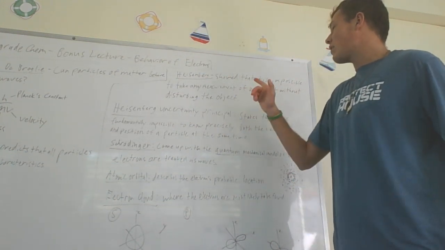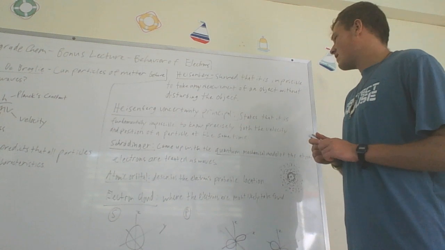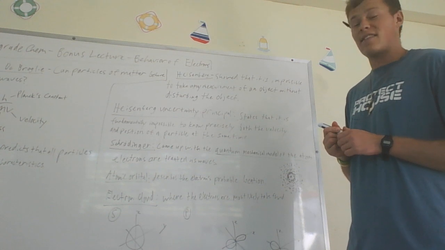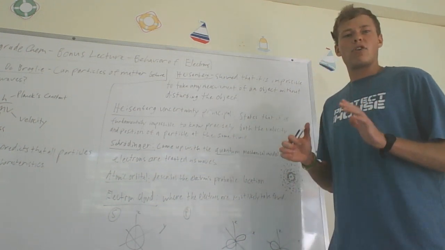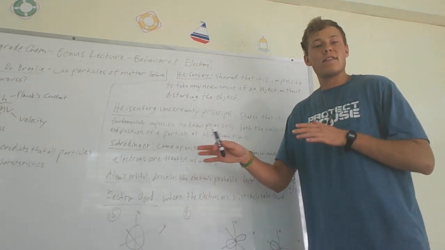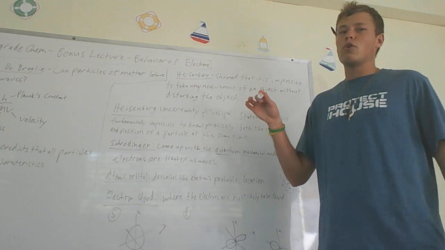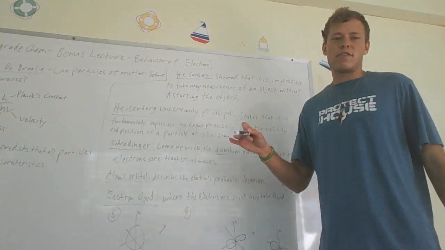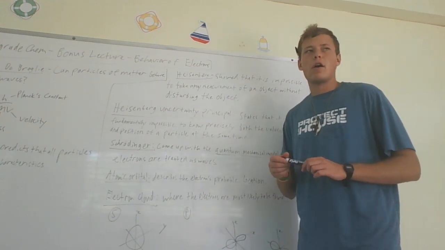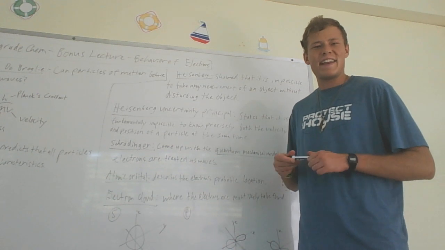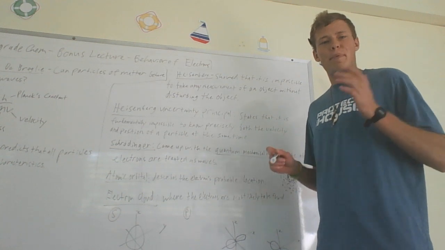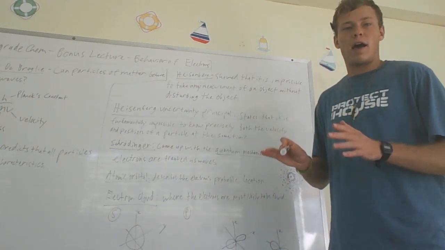So the Heisenberg uncertainty principle states that it's fundamentally impossible to know precisely both the velocity and position of a particle at the same time. For electrons, you can't know how fast it's going and where it is at the same time. If you know how fast it's going, you don't know where it is. If you know where it is, you don't know how fast it's going. It's very confusing. I'm just introducing this so you understand how complex electrons are. We still don't completely understand where electrons are all the time and what they're doing, but we know that you can't know the position and the velocity of electrons at the same time.